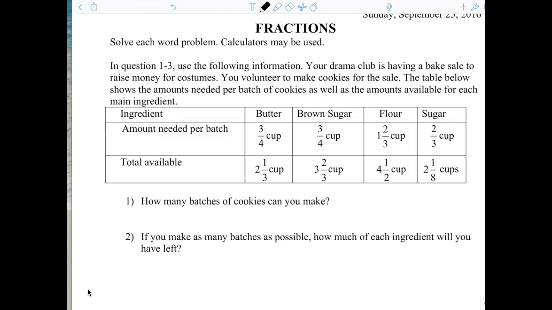Yes, sir. What do you think? Maybe you do, like for butter, 2 and 1/3 divided by... You're awesome. That's exactly correct. 2 and 1/3 divided by 3/4.